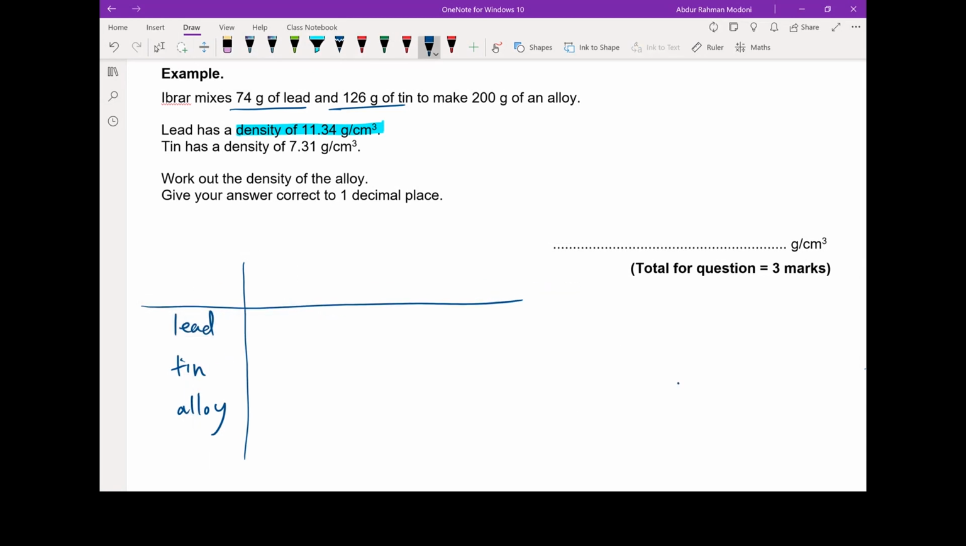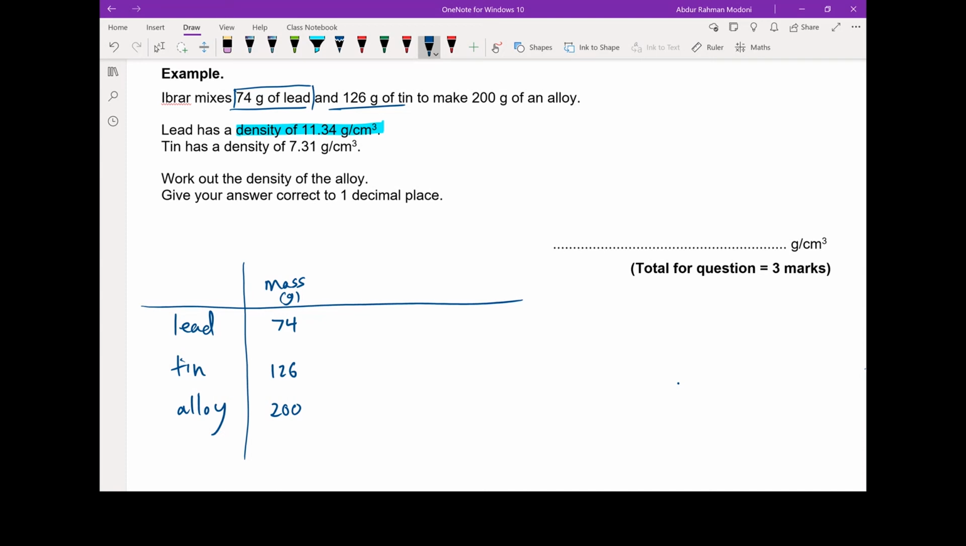Along the top, I'm going to write down, first of all, they mention here grams, which is associated with mass. I'll just make a note of the units here, grams. Let's go and put that in the correct place. So 74 grams for lead, 126 grams for tin, and then 200 grams of the alloy. Now, as you can see here, the 74 plus the 126 equals the 200.